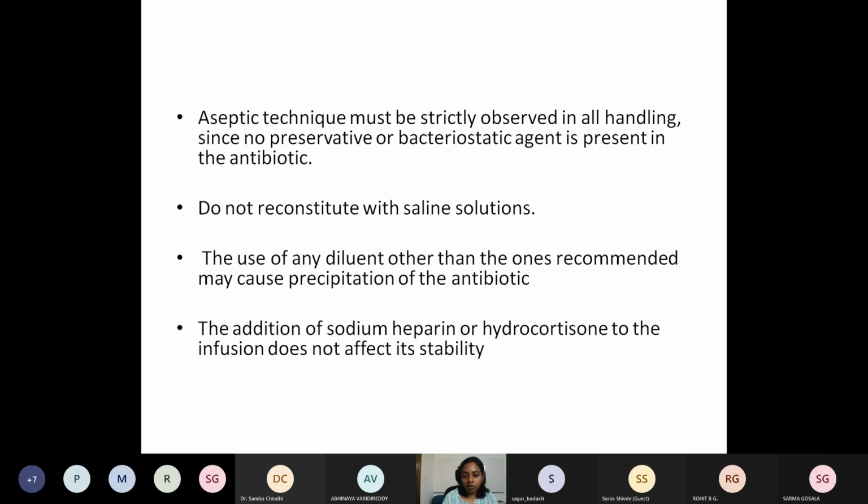The two drugs that could be added are sodium heparin or hydrocortisone, which do not affect its stability. Why we need to add these, I will tell you later.